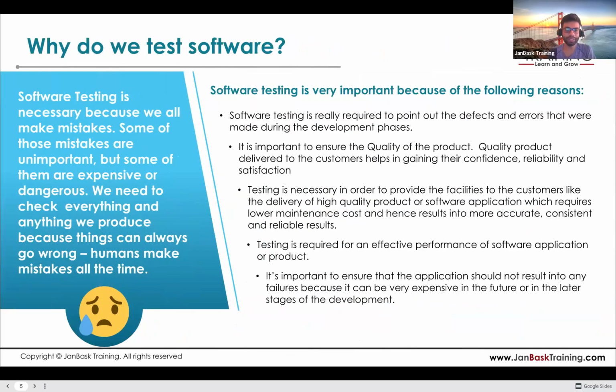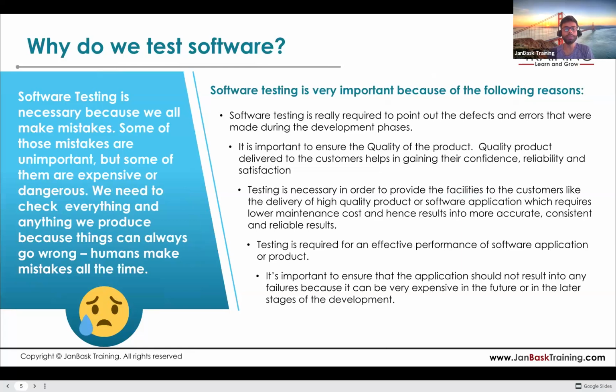So now let's try to understand why we test software. Software testing is necessary because we all make mistakes. As I was telling you, it's almost impossible for developers to write code which is bug free. There could be some human error, there could be some programmatical error, which might cause some errors or bugs in the software.